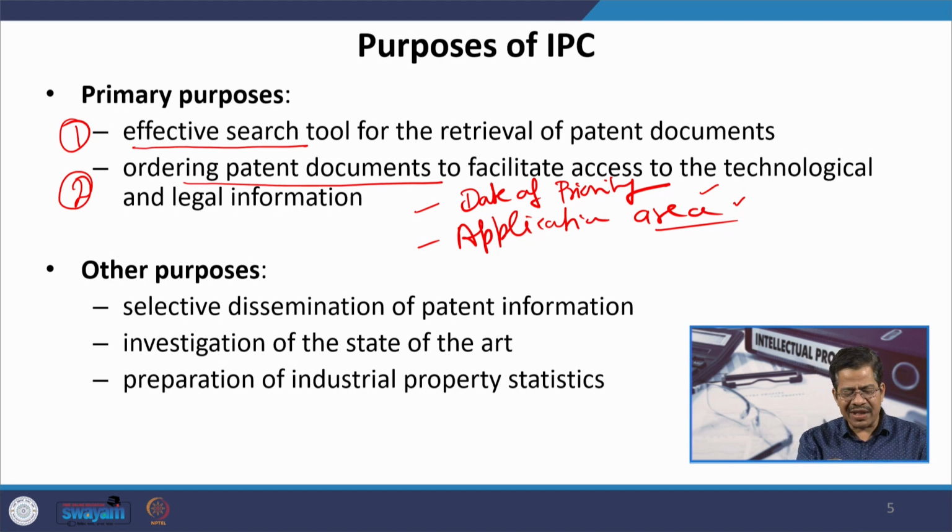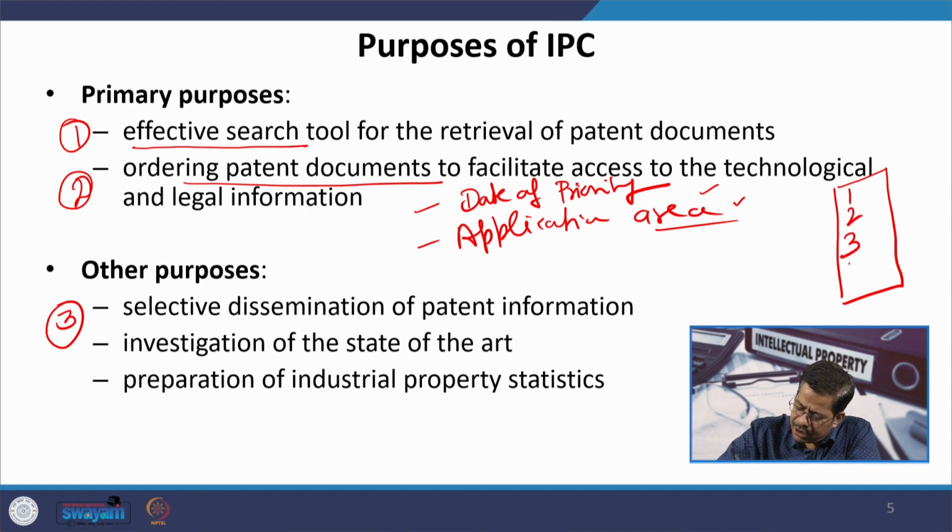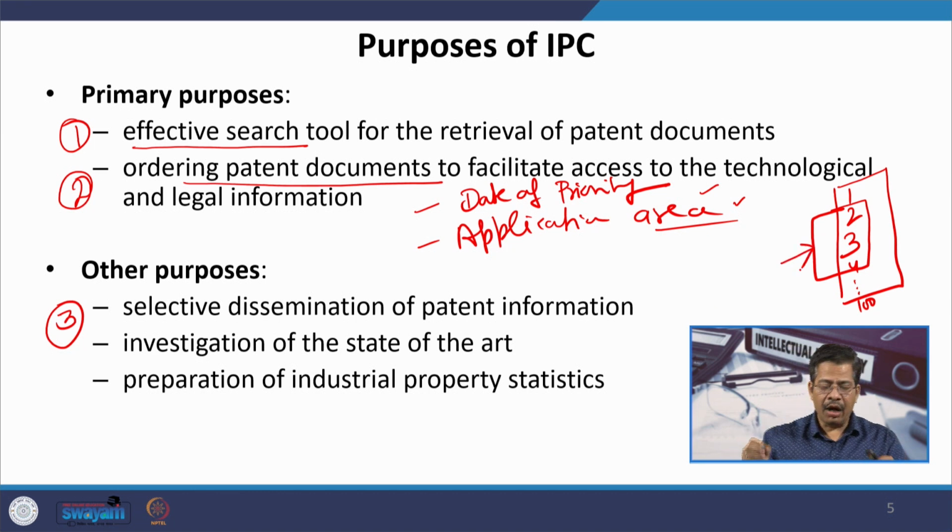There are some secondary purposes also, like selective dissemination of patent information. You have a huge database of patents 1, 2, 3, 4 up to, let us say, 100, and out of those you know that only these 3 patents may be useful, and you can easily identify them on the basis of this classification system. We will see how selective dissemination of patent information is possible because of an appropriate classification system.